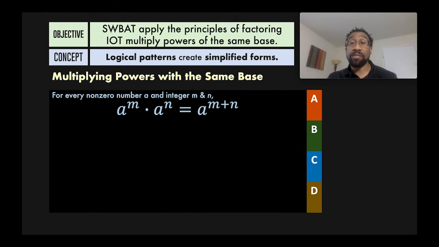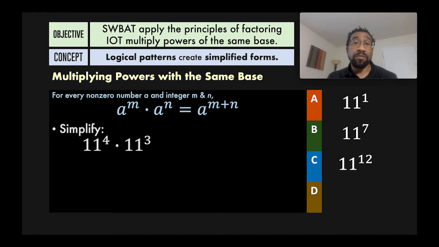All right, so for every non-zero number a and integers m and n, a to the m power times a to the n power is equal to a to the m plus n. So a is the base again. The base needs to be non-zero, and m and n have to be integers, or preferably integers, in order to make that happen. So let's go ahead and get started with our first example.